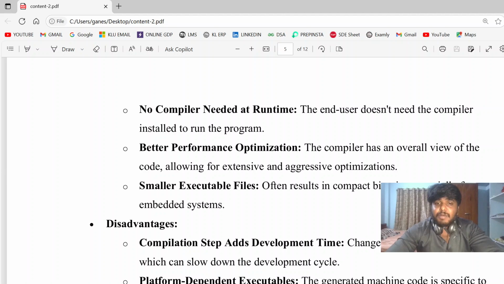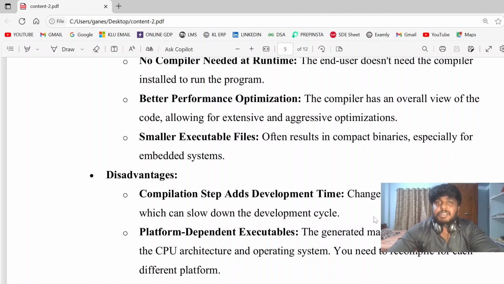Coming to disadvantages, compilation steps add development time. Changes require recompilation, of course, which can slow down the development cycle. Platform dependent executables is a main problem. If an exe file is created, it is created for its CPU configuration. That means if the CPU or the operating system is changed, that exe file will not work on other operating systems. So it is platform dependent. This is the main problem that we have noticed in the C language compiler.